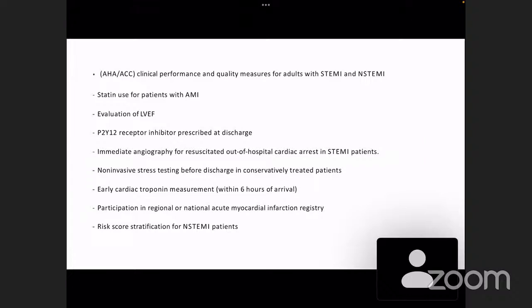AHA and ACC clinical performance and quality measures for adults with STEMI and non-STEMI. Statin use for patients with acute MI, evaluation of left ventricular ejection fraction, P2Y12 receptor inhibitor prescribed at discharge, immediate angiography for resuscitated out-of-hospital cardiac arrest in STEMI patients, noninvasive stress testing before discharge in conservatively treated patients, early cardiac troponin measurement within 6 hours of arrival, participation in regional or national acute myocardial infarction registry, and risk score stratification for non-STEMI patients.